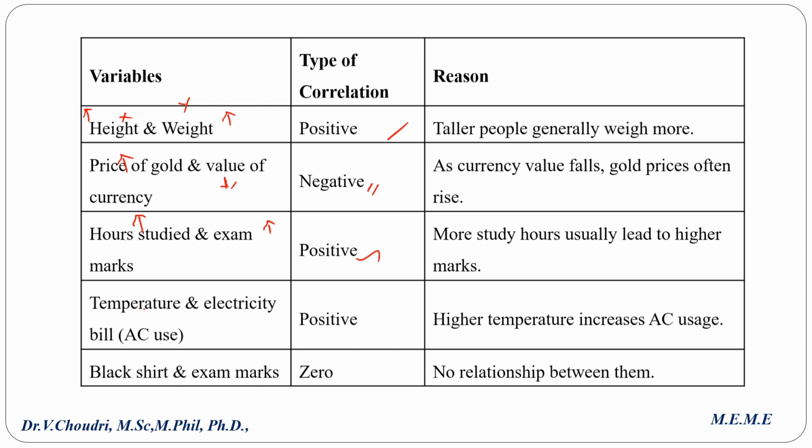When we increase the temperature, the electricity bill also increases. That is positive correlation. Now, black shirt and the exam marks. There is no relation between wearing a black shirt and writing an exam to get low marks or high marks. So zero correlation. Okay, so no relationship between them.